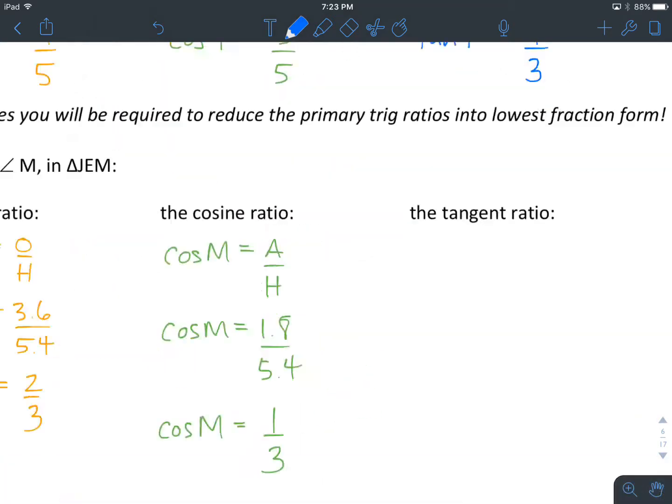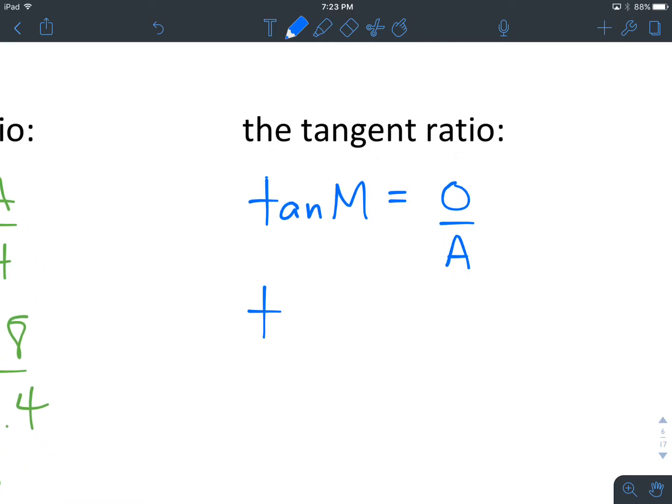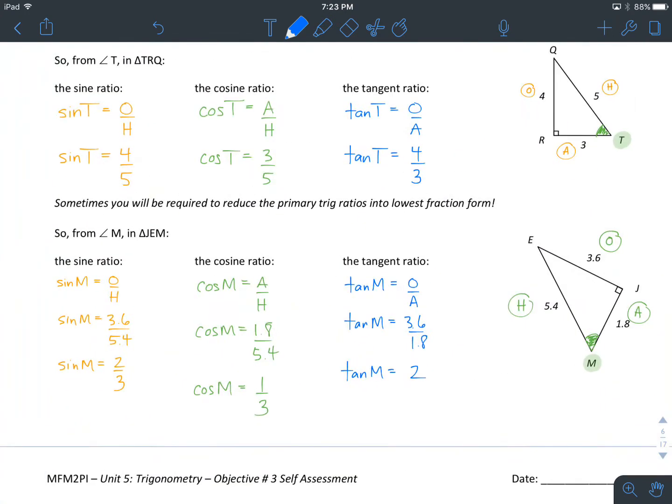Last but not least, the tangent ratio for angle M will be equal to the opposite side over the adjacent side, which in our triangle will be 3.6 over 1.8. When we reduce that, we have tan of angle M is equal to 2 over 1, which we can just write as 2. And that's how you determine the primary trig ratios for a right angle triangle.